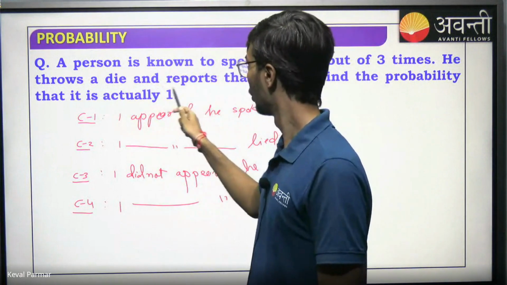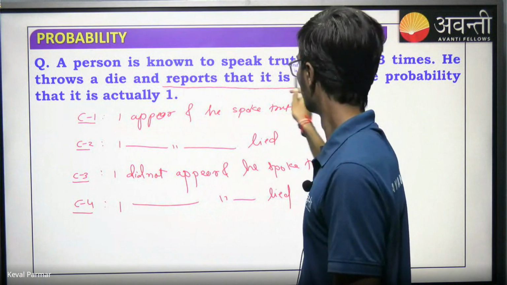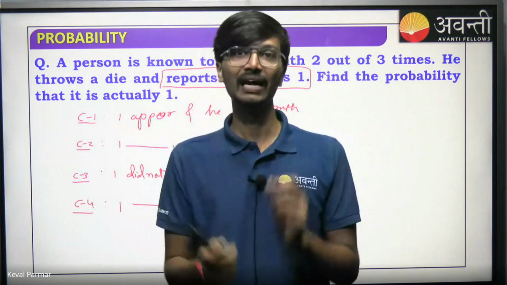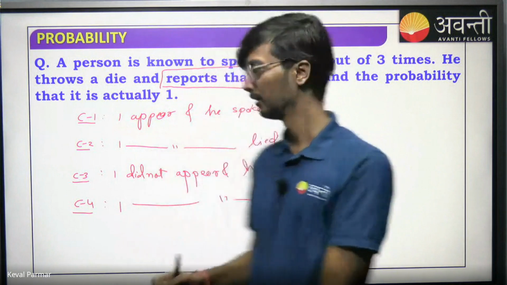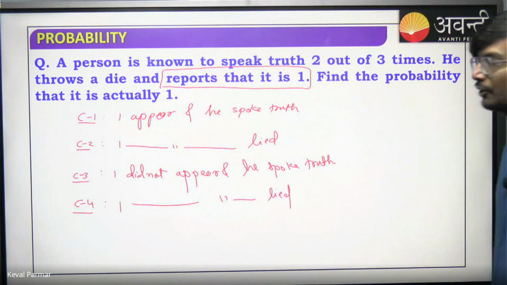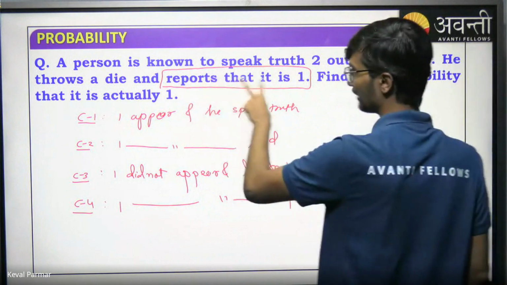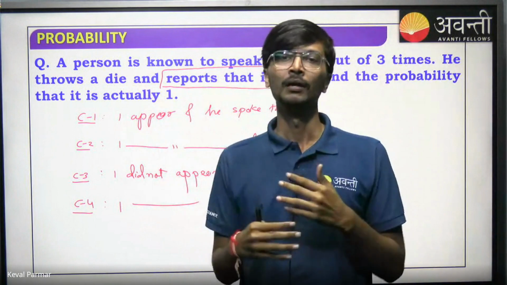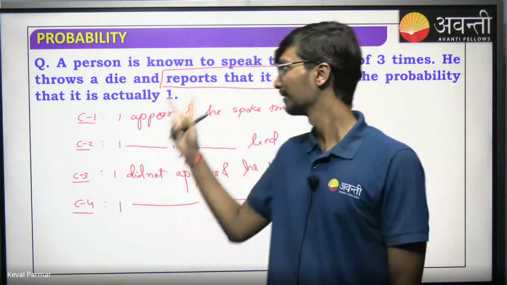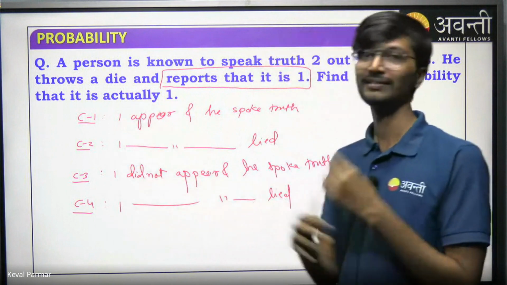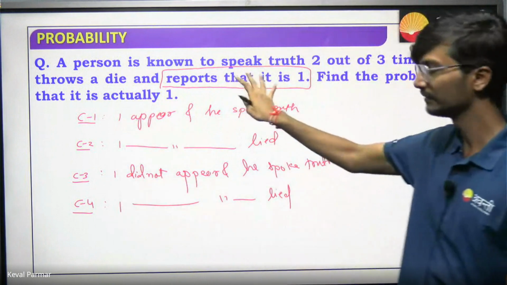He reports that it is 1. That means he says, yes, 1 has appeared. So, out of these 4, which cases are we talking about? If he reports that it is 1, these are the total cases that can happen. So which 2 cases are left or which 2 cases are eliminated after he says that it is 1?